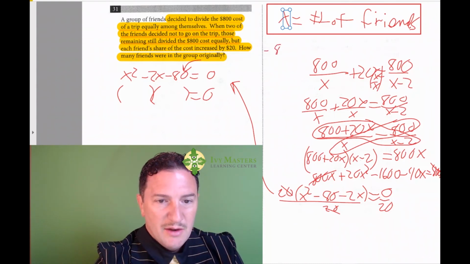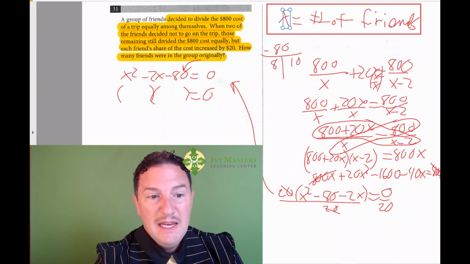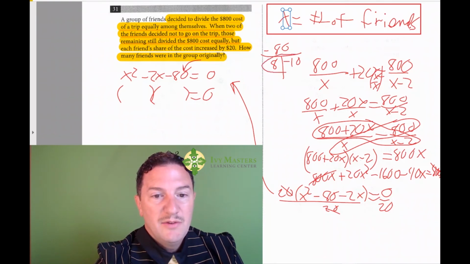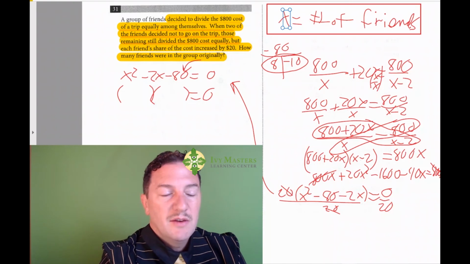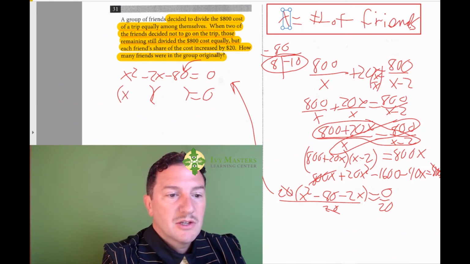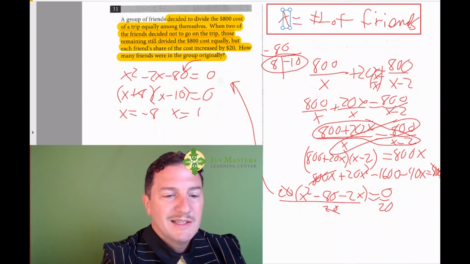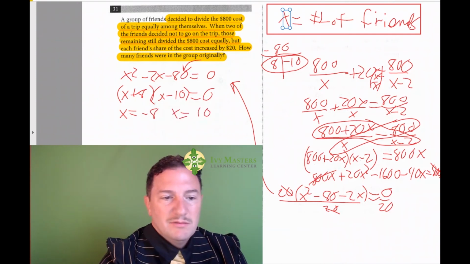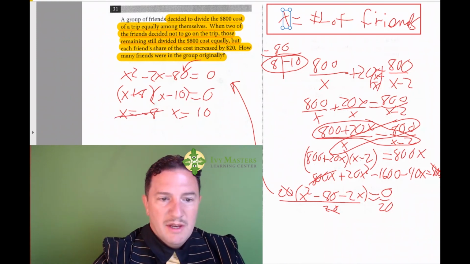And so if we add negative 80, what we'd find is if we make it 8 and 10, that'll multiply to give you 80, and if we make the 10 negative, they will add to give you negative 2. Multiply to give you negative 80, add to give you negative 2. So it's going to be x plus 8 times x minus 10. Now I could set them equal to 0 individually, and I wind up with x equals negative 8 and x equals positive 10. Now, this is an extraneous solution. You can't have a negative number of friends.